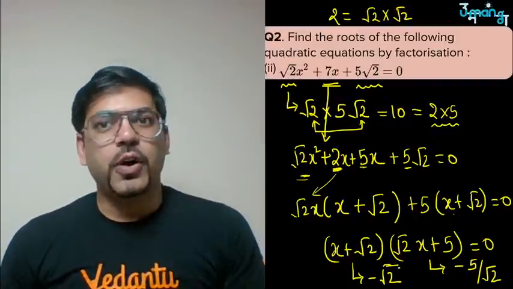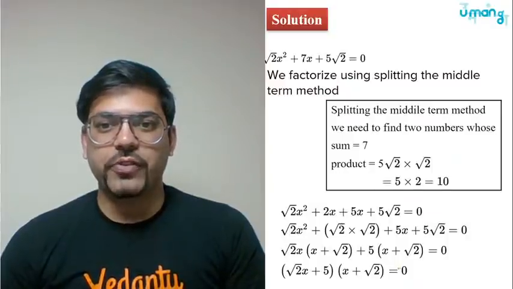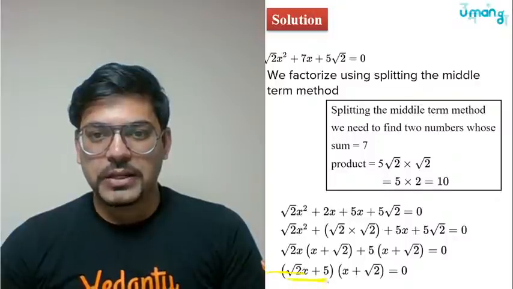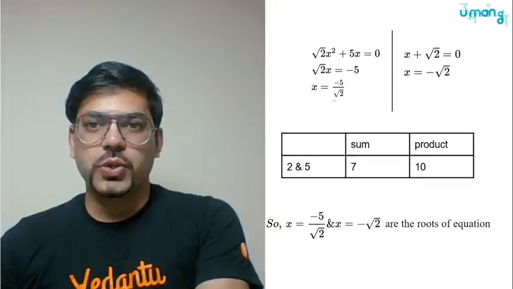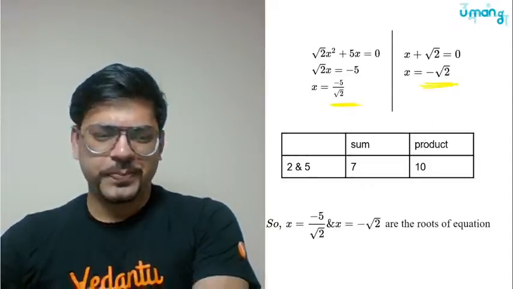Let's move on. If you all understood, check the answer also. So here the final answer for this is exactly the same as what we had done: root 2x plus 5 and x plus root 2, the same thing. And if you find the zeros, they are also the same, minus 5 upon root 2 and minus root 2. Cool? All good?